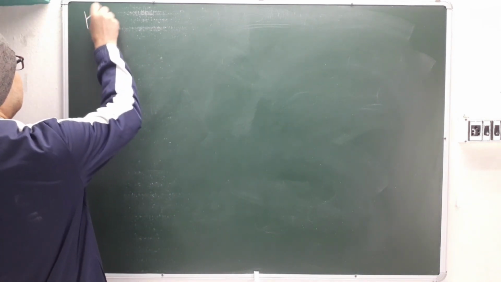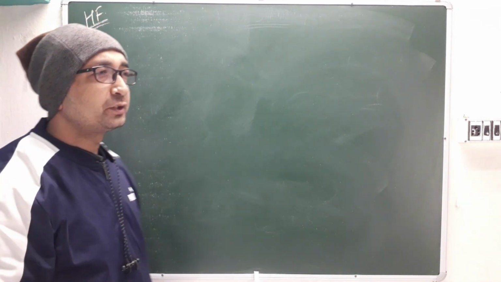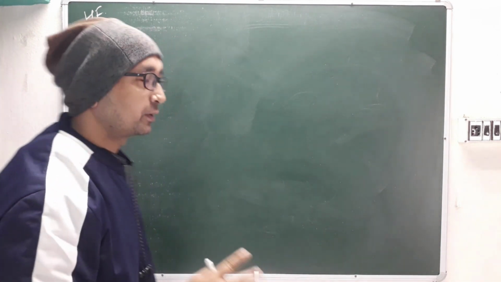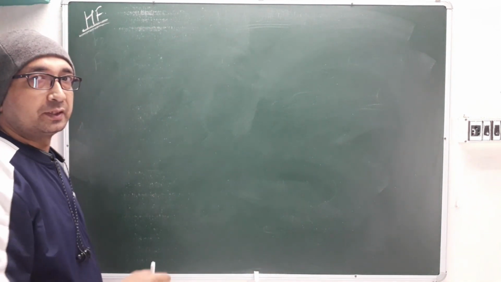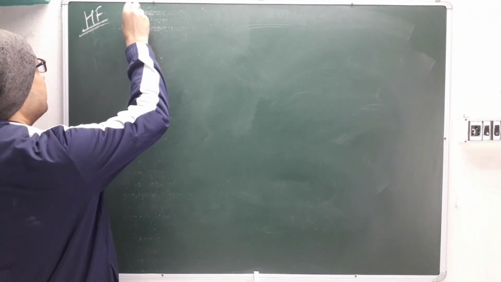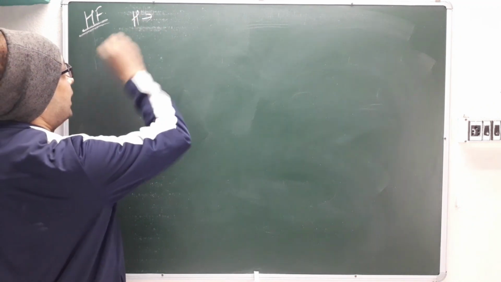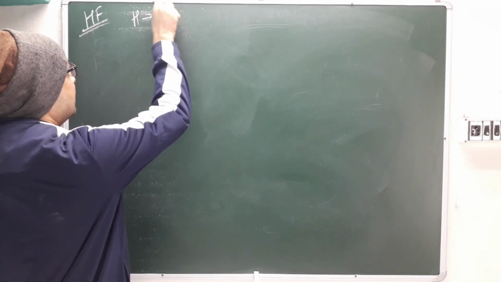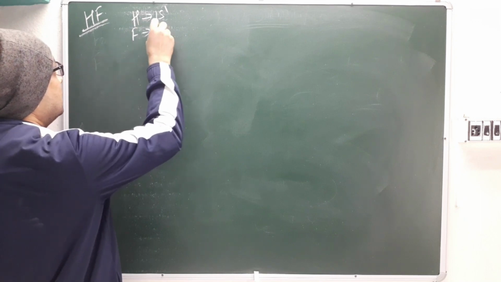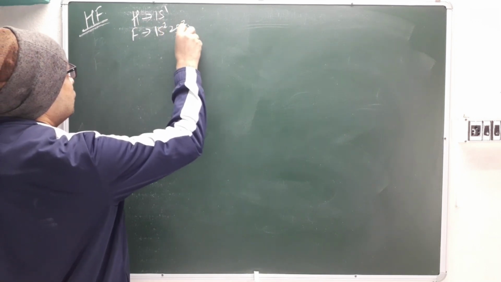I'll take HF. Here there are many things you have to keep in mind while drawing this MO diagram. There are some conditions you should keep in mind. First, just write it down: for hydrogen it will be 1s1, and for fluorine it will be 1s2, 2s2, 2p5.